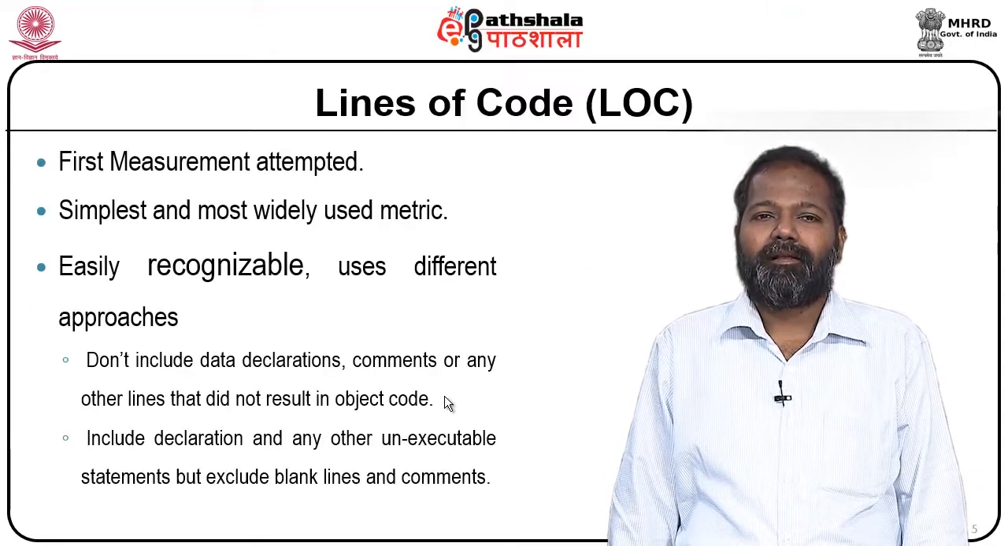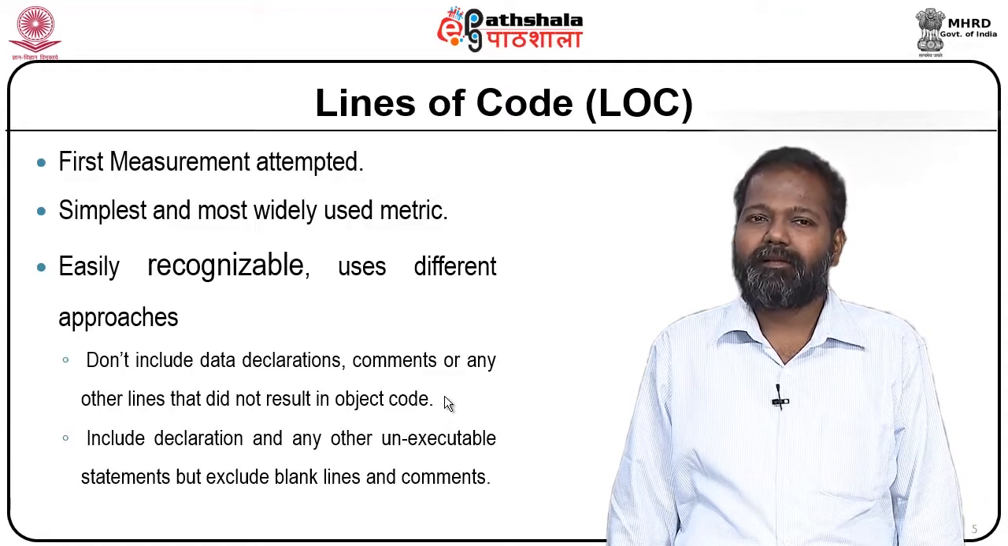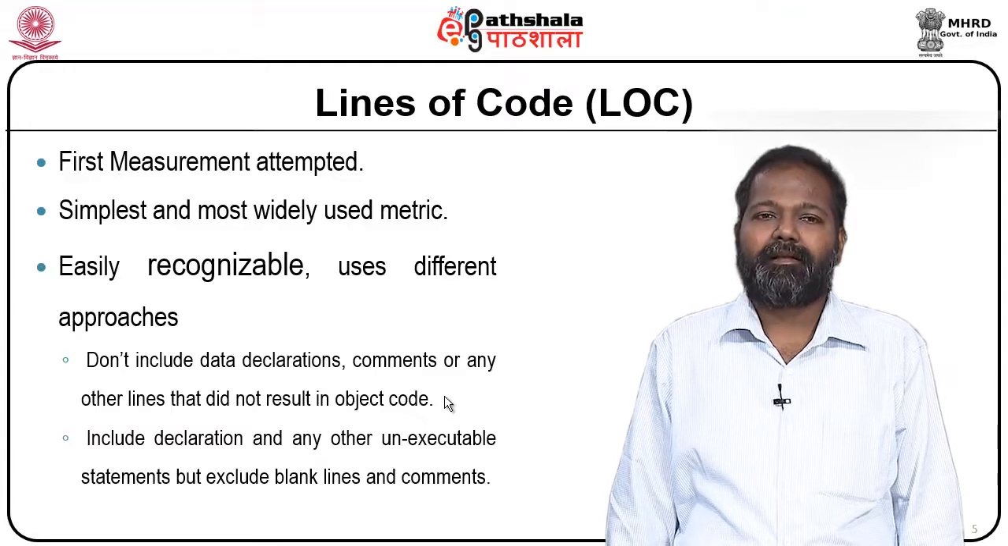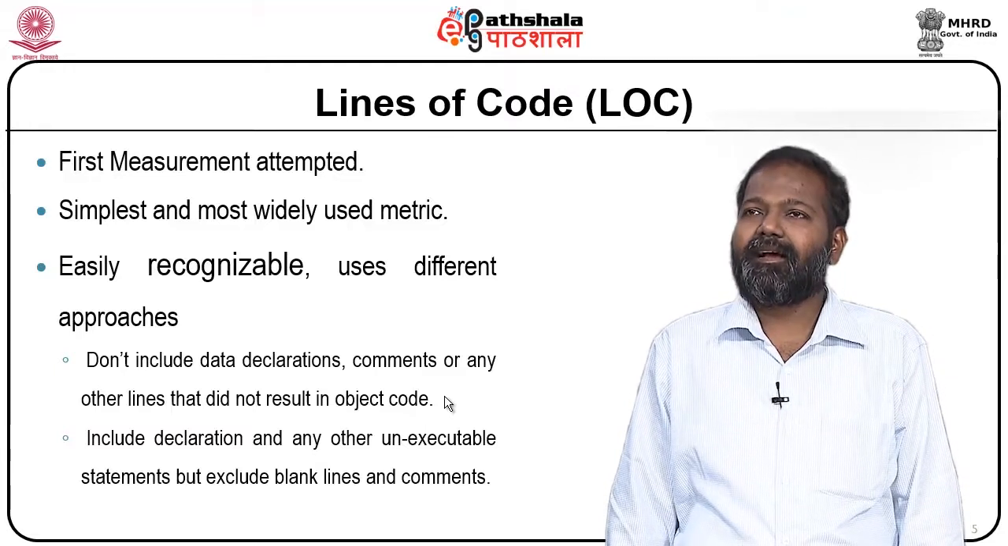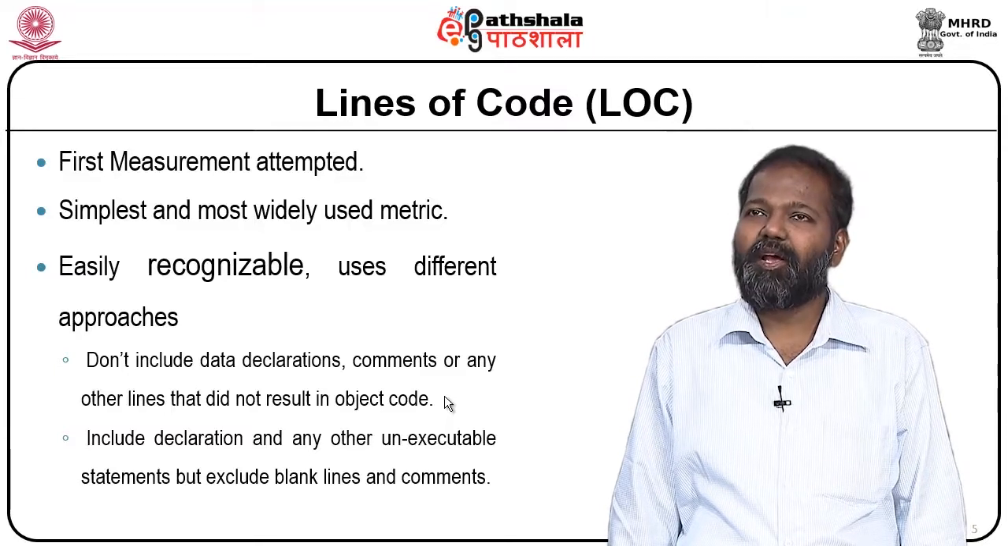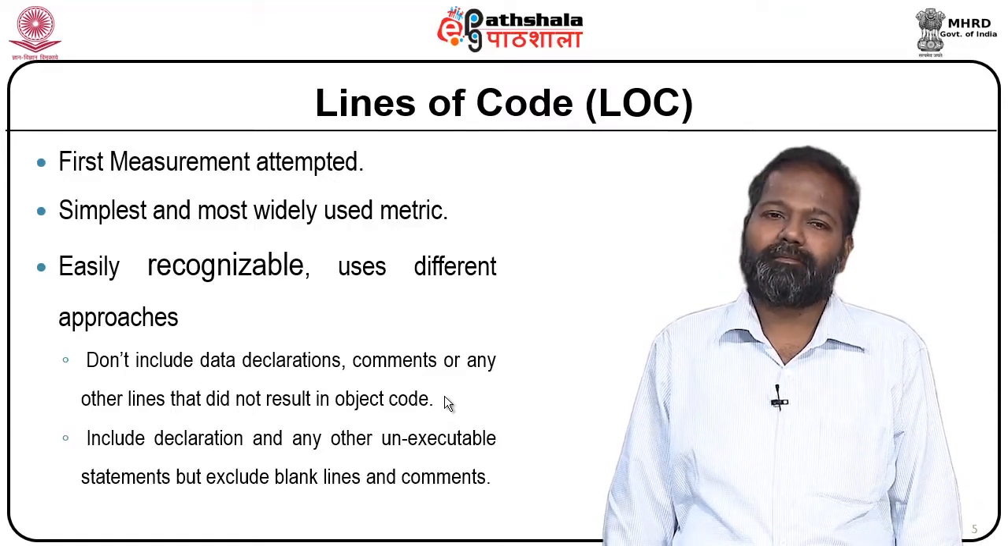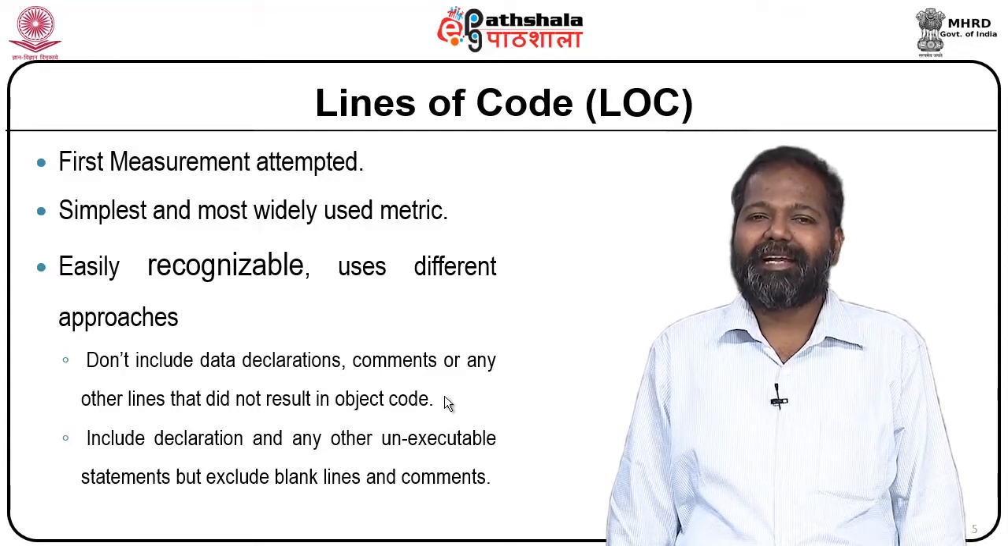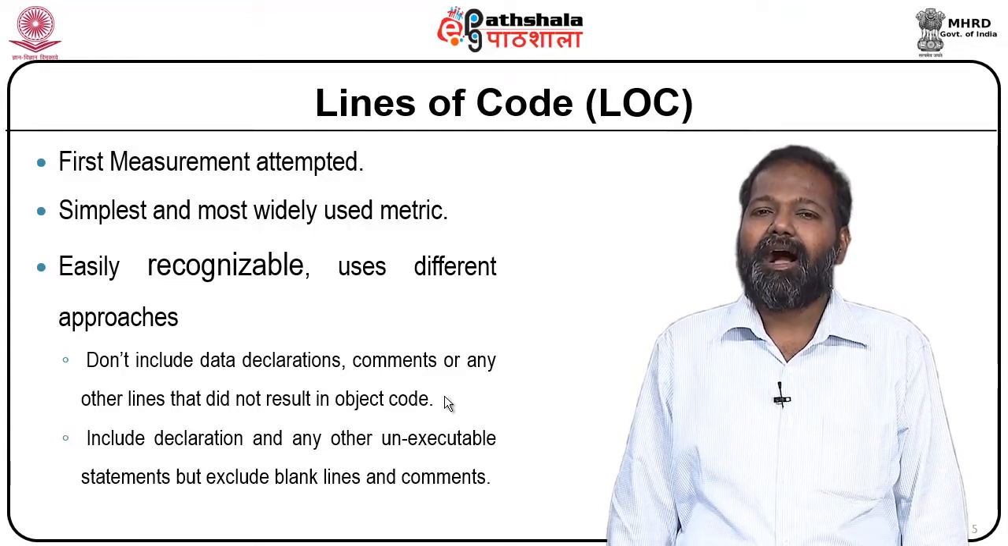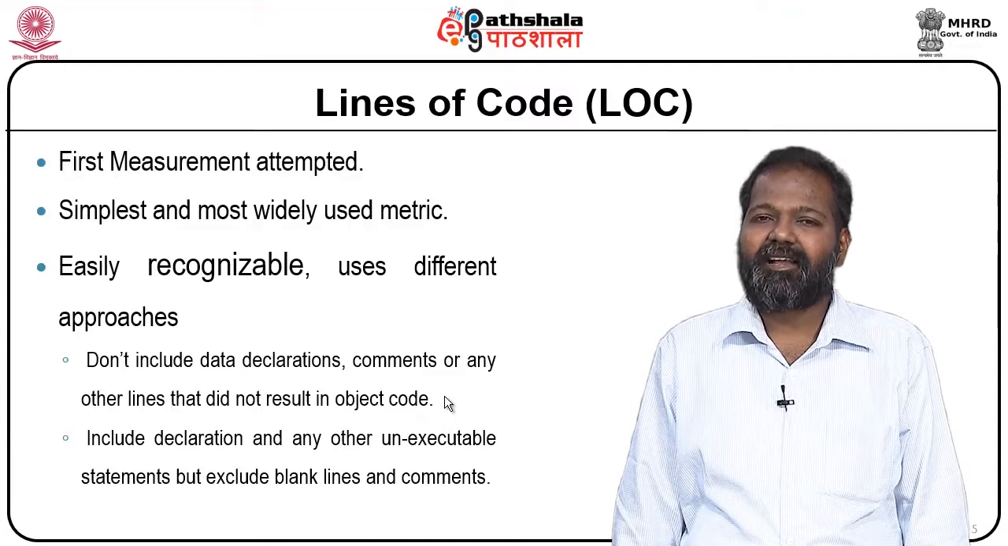Lines of code: first measurement attempted, simplest and most widely used metric, easily recognizable, but uses different approaches. One approach does not include data declarations, comments or any other lines that did not result in object code. Another approach includes declarations and any other unexecutable statements, but excludes blank lines and comments.